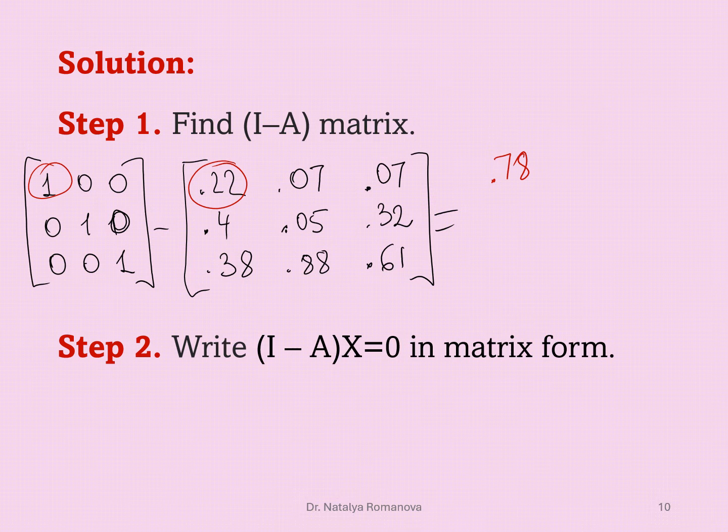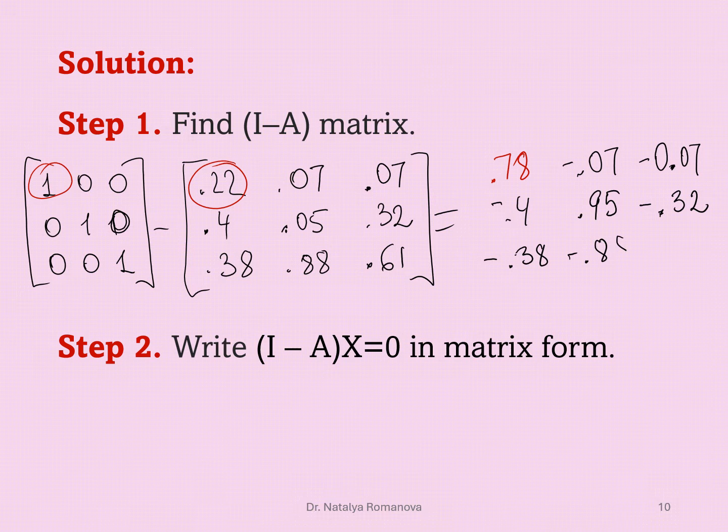Okay, so now 1 minus 0.22 gives us 0.78. Next element 0 minus 0.07 gives us negative 0.07. After, negative 0.07. After, negative 0.4. After, we have 0.95. Next, negative 0.32. Negative 0.38. Negative 0.88 and 0.39. It is our matrix I minus A.